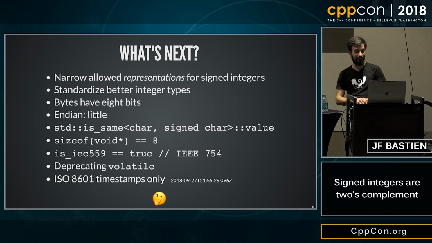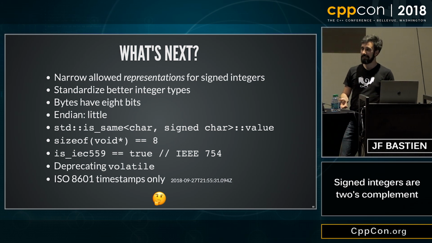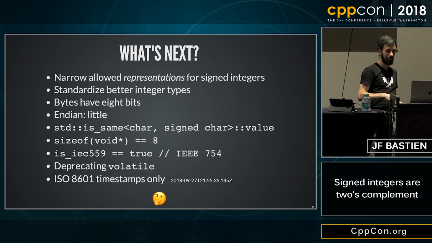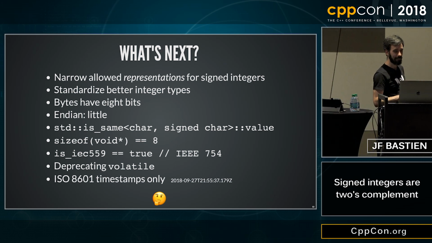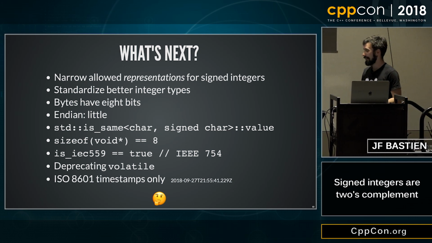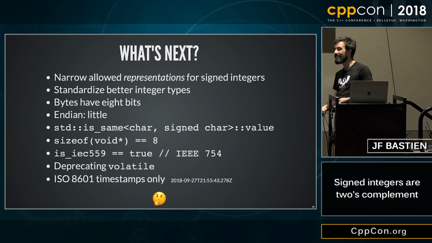I think we all agree with that. And then we could also agree, sorry Americans, but dates are written this way: 2018-09-27. That's the only valid way to write a date, right? I don't know if C++ can legislate on that.